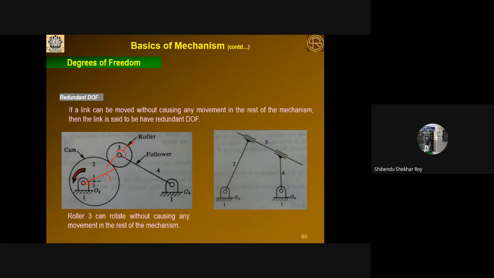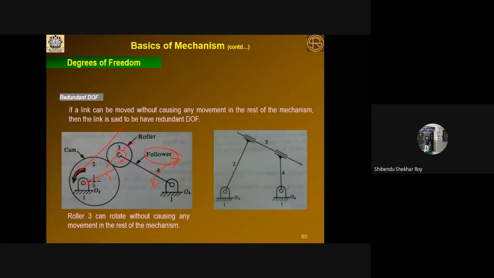Now, if there is rotation permitted here, a revolute joint exists. If the roller rotates at all, this rotation will not contribute to the motion of the follower. The follower will move due to the cam rotation only. Whether the roller is fixed over the follower or free over the follower, it is immaterial. If you think properly, you can easily understand that only due to the rotation of the cam, because the cam is eccentrically placed, the follower will rock, rotating like this. It is immaterial whether the roller is rotating or not.